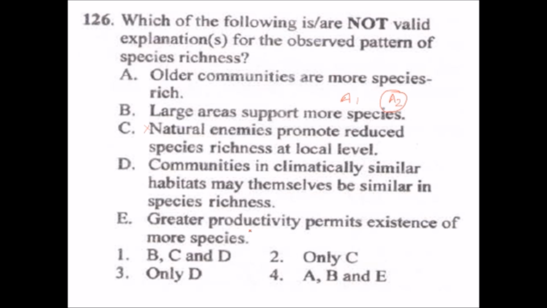Next is greater productivity permits existence of more species. It's obvious, if we cook more food, it means some guests are coming to our home and we can feed more guests. Likewise, if there is more productivity in a particular area, then more species will be able to exist in that area. So the only wrong statement is number C, so the answer will be only C.